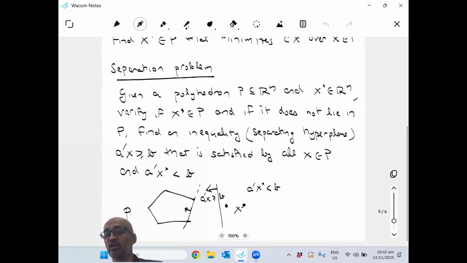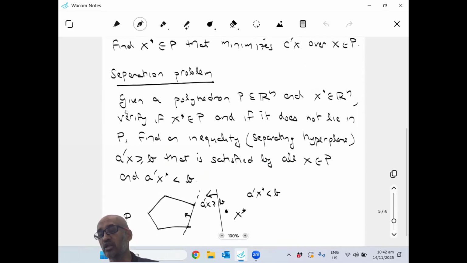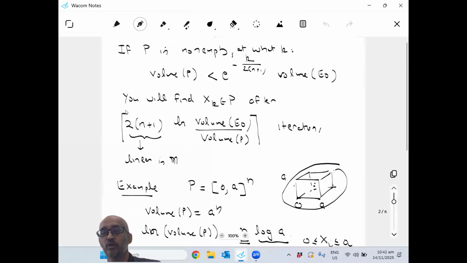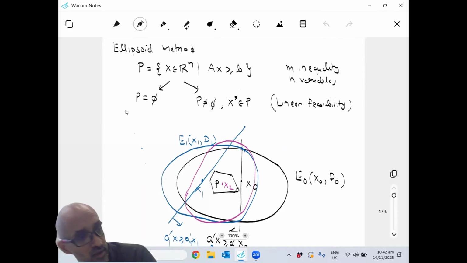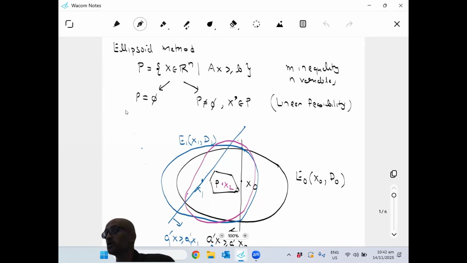The reason is very simple: what the ellipsoid method requires is just a separating hyperplane, a way to separate a point from the polyhedron. It doesn't require anything else. Of course, it requires the steps, but that's the key step, basically. Okay, is that clear?